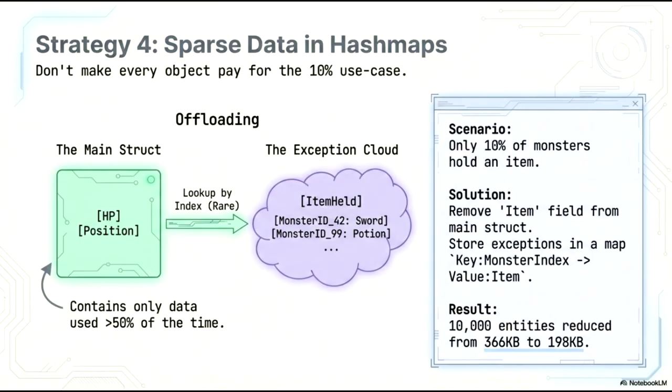To see the impact of this, consider a scenario where only 10% of monsters hold an item. By removing that field from the main struct and storing it as an exception in a map, we can reduce the memory footprint of 10,000 entities from 366 kilobytes down to just 198 kilobytes. This strategy significantly optimizes resource allocation by ensuring that memory is only spent where it is actually being used.